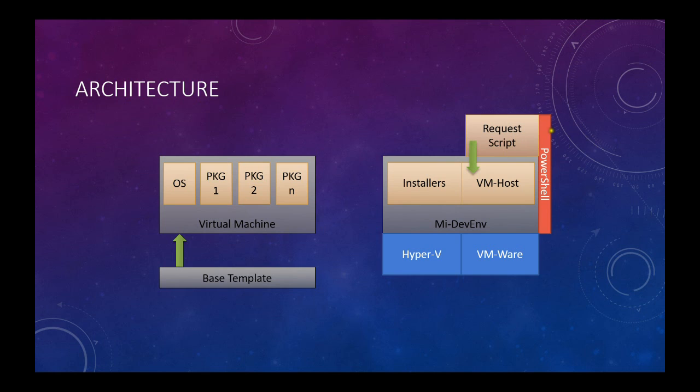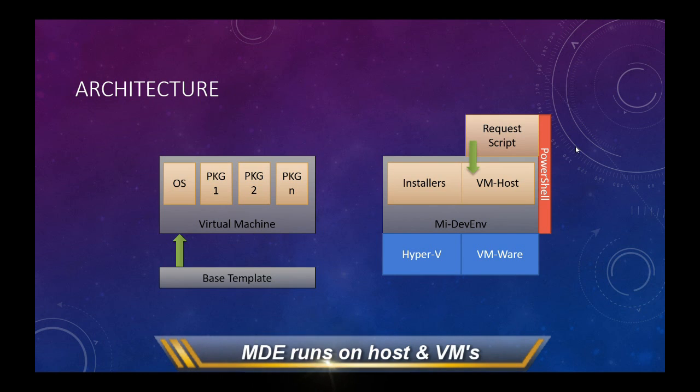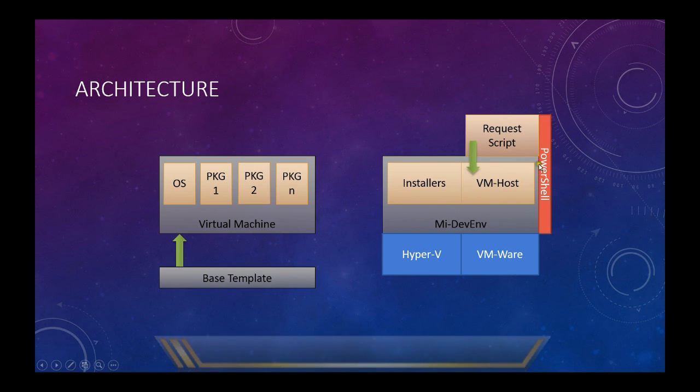So this request script may, for example, create a number of virtual machines which form a test environment. So the mission of the request script would be to tear down that environment, i.e. delete all the virtual machines and then recreate them so that you have a clean test environment, and you can then do all of your automated or system or user acceptance testing from that point forward. That request script and Mi-DevEnv itself is all based upon Microsoft PowerShell.